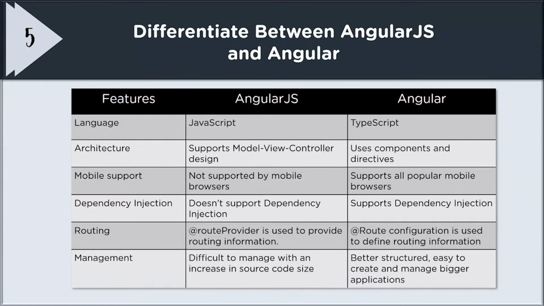AngularJS is not supported by mobile browsers while Angular supports all mobile browsers. AngularJS does not support dependency injection while Angular does. When it comes to routing, @route_provider is used to provide routing information in the case of AngularJS, and in case of Angular, @route_configuration is used to define routing information. When it comes to management, AngularJS is difficult to manage with an increase in source code size, while Angular is better structured, easy to create, and can manage bigger applications.